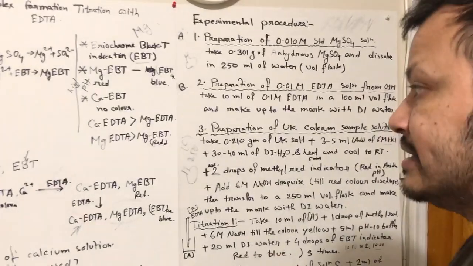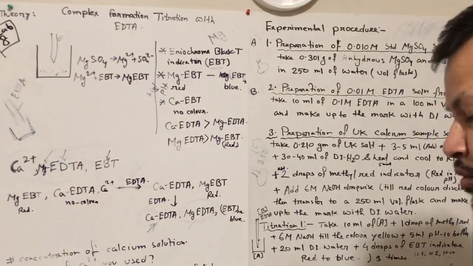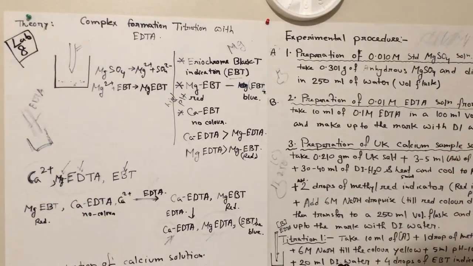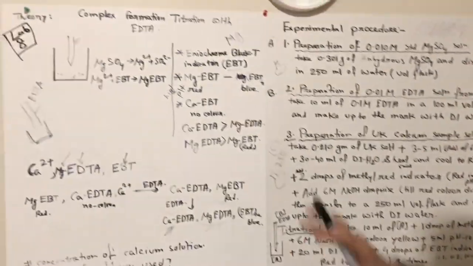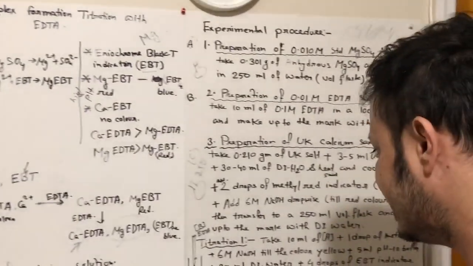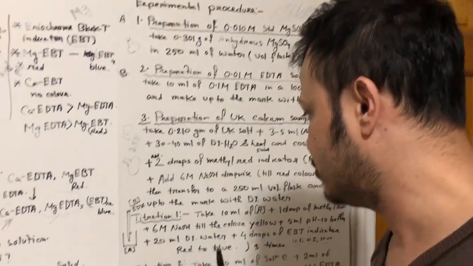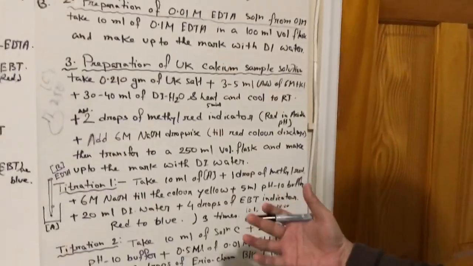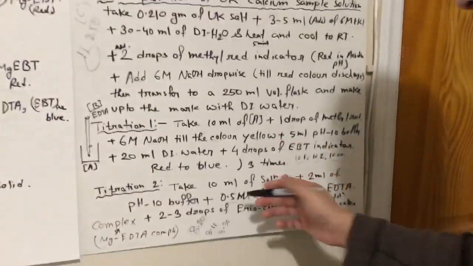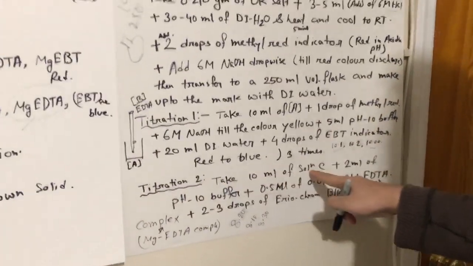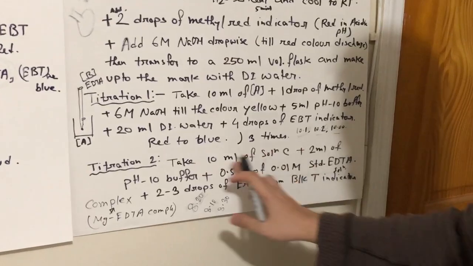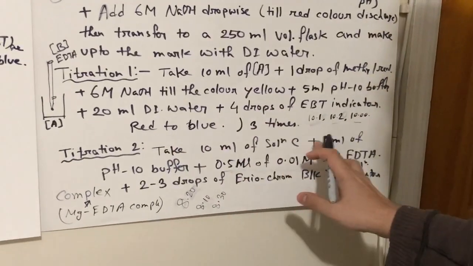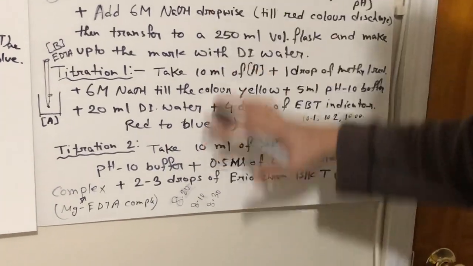So the theory of this is actually quite simple. I want to discuss the theory first, then I will discuss the experimental part. In this theory, first we will take an unknown solution of calcium, an unknown solution of the calcium salts. Take 10 ml of the solution that contains calcium ions. I will discuss it later during the experimental part.